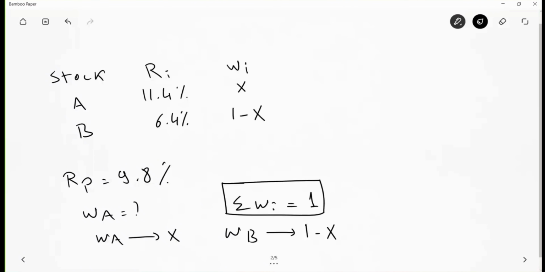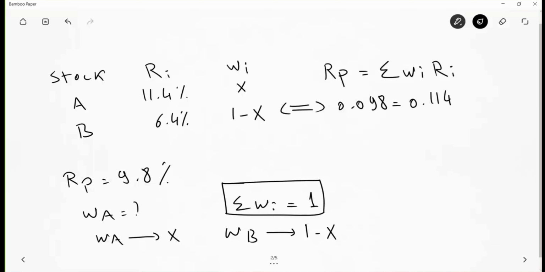X. So now applying the formula for the return of the portfolio, I can say RP equals the sum of WI, RI. So I have the following. I have 9.8%, 0.098 equals 0.114x. So this is WA times RA plus WB 1 minus X times 0.064.